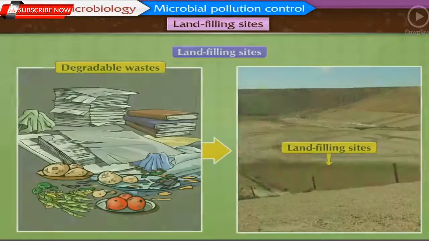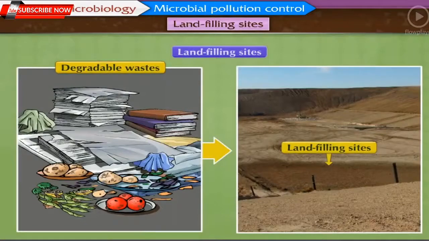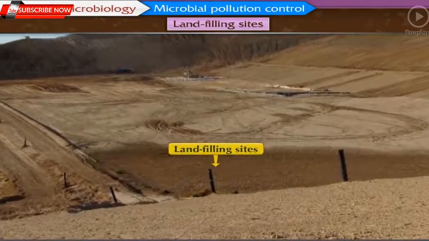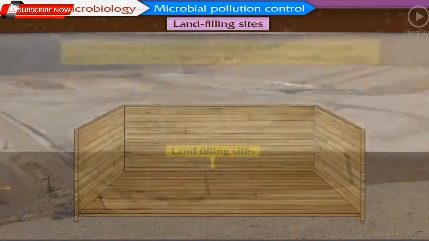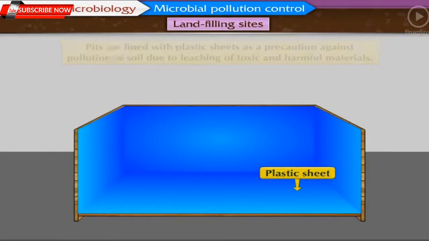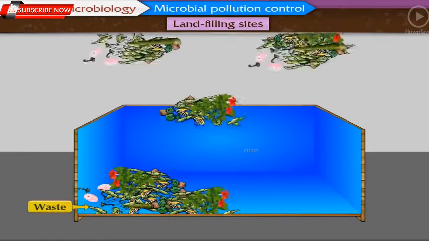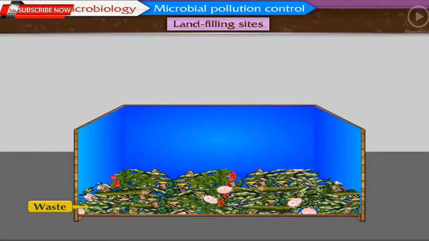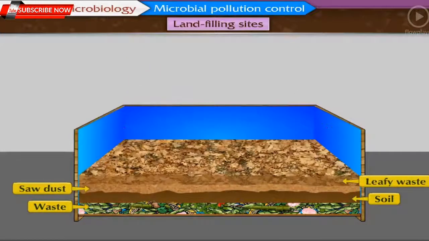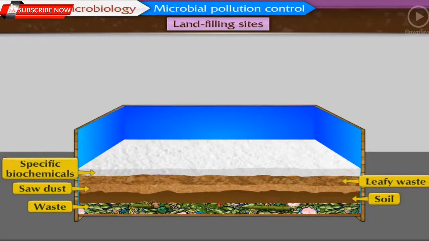Landfilling sites. Degradable waste being accumulated in urban areas is used for this purpose. Large pits are dug in open spaces far away from the residential area, and those pits are lined with plastic sheets as a precaution against pollution of soil due to leaching of toxic and harmful materials. Compressed waste is dumped in the pit. It is covered with layers of soil, sawdust, leafy waste, and specific biochemicals.